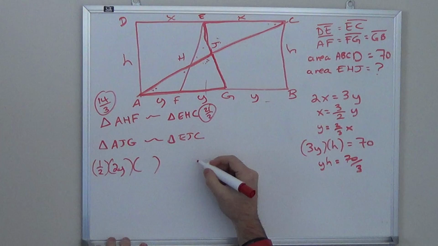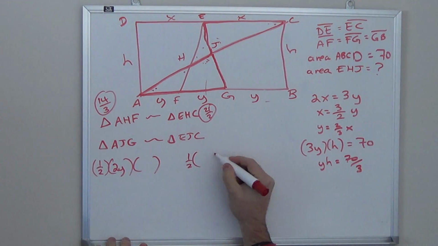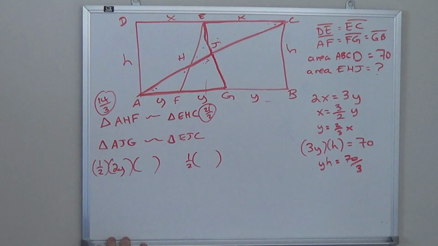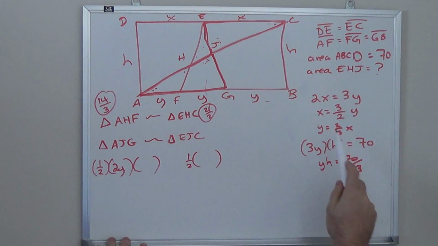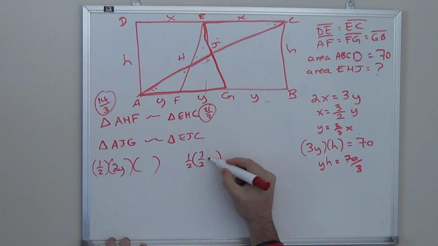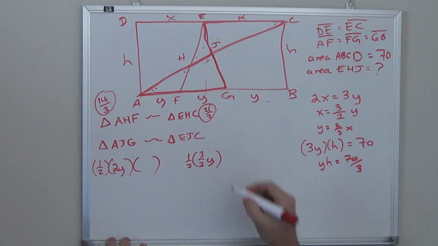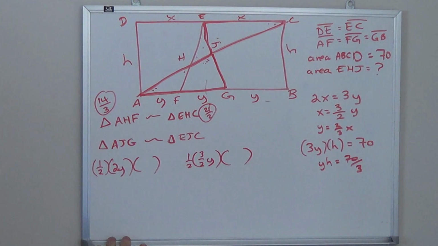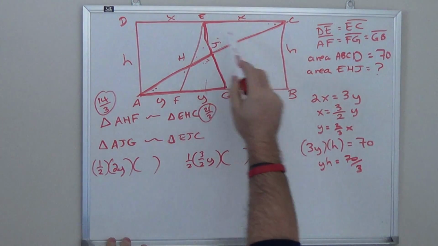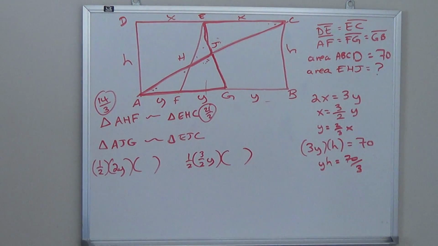We're going to look at EJC. It's going to be 1/2. Well, the base is just x, but again, we're going to try and get it into y. Where's our relationship? X is 3/2 y. So the base is 3/2 y. Again, we're not quite sure of the height, but we do know this height and this height have to add up to h. So again, we have to figure out the ratio of the sides.